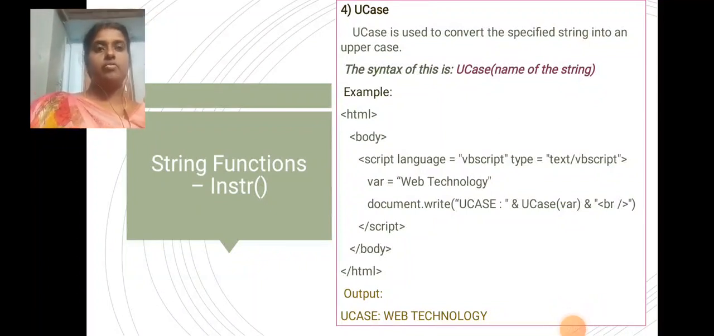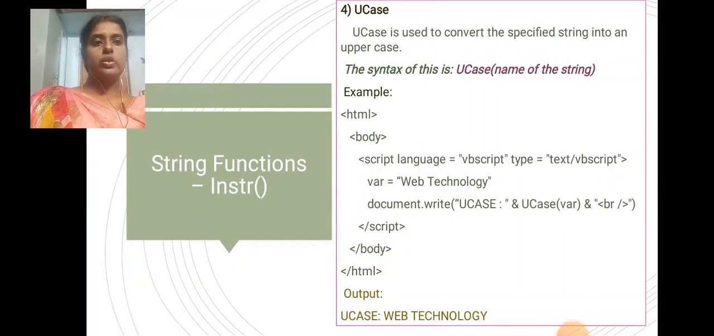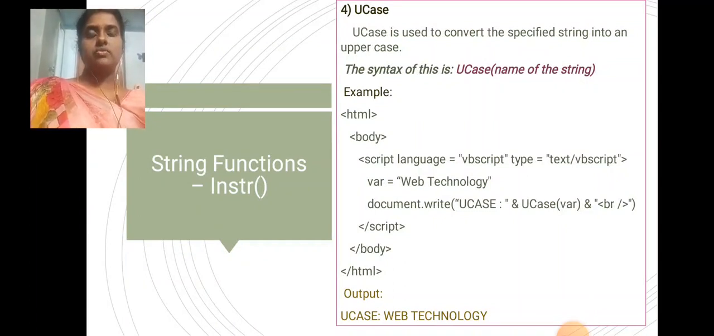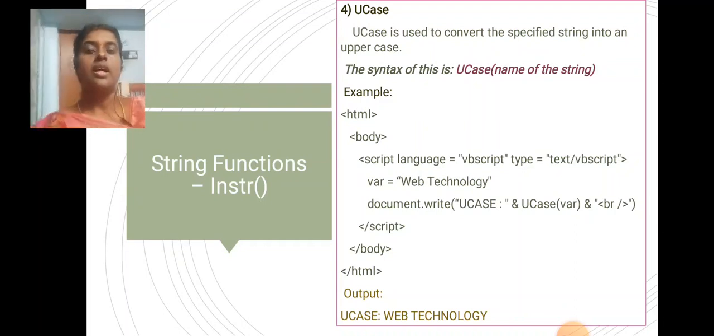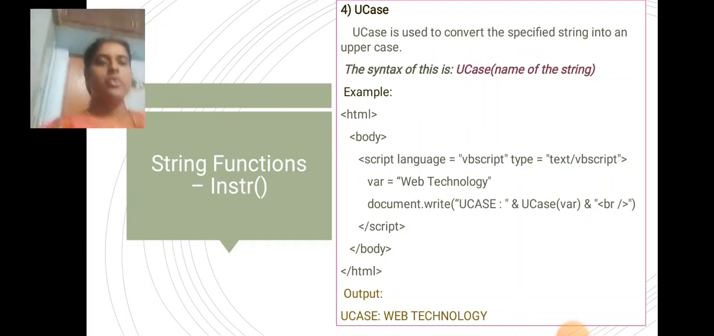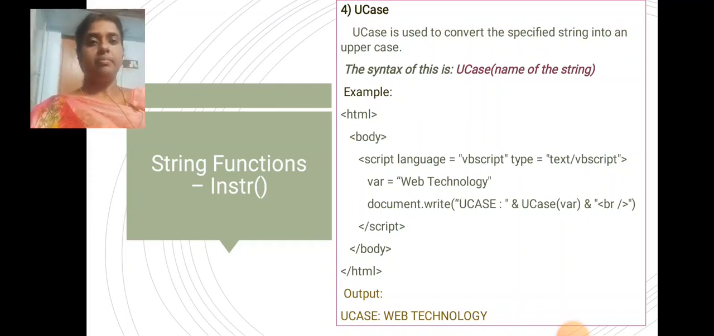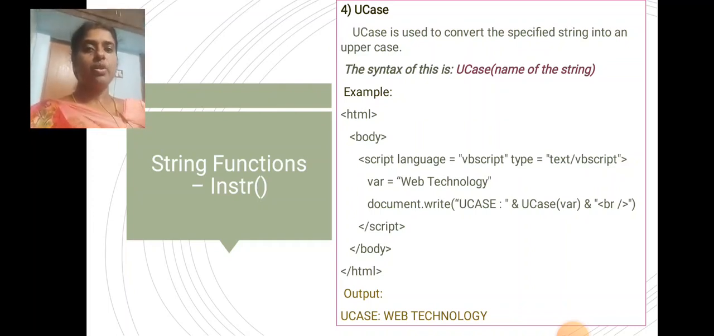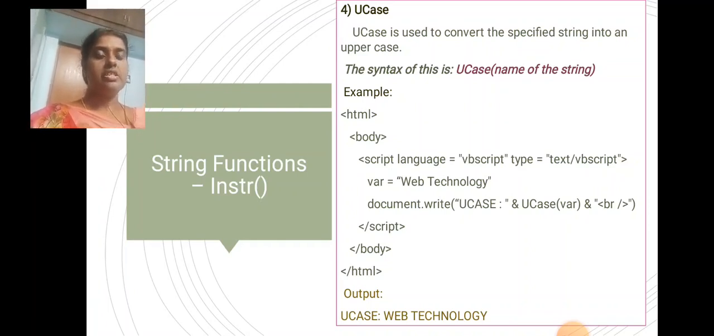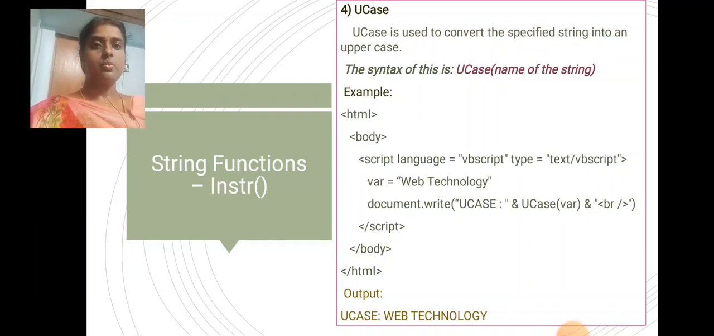The next method we are going to discuss is UCase. UCase is a method which is used to convert your string into uppercase. As we discussed, LCase will convert the complete string into lower case letters. Here UCase will convert your complete string into uppercase letters. In my example I have var is equal to web technology. Here the first letters of the two words, W and T, are the only capitals, all other letters are small.